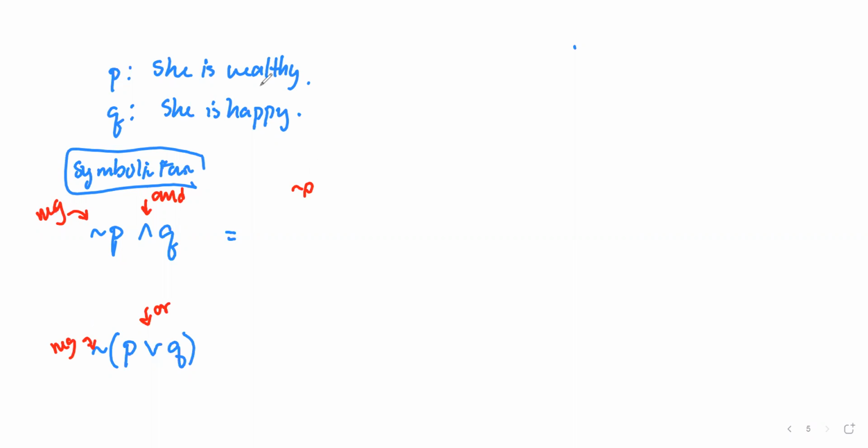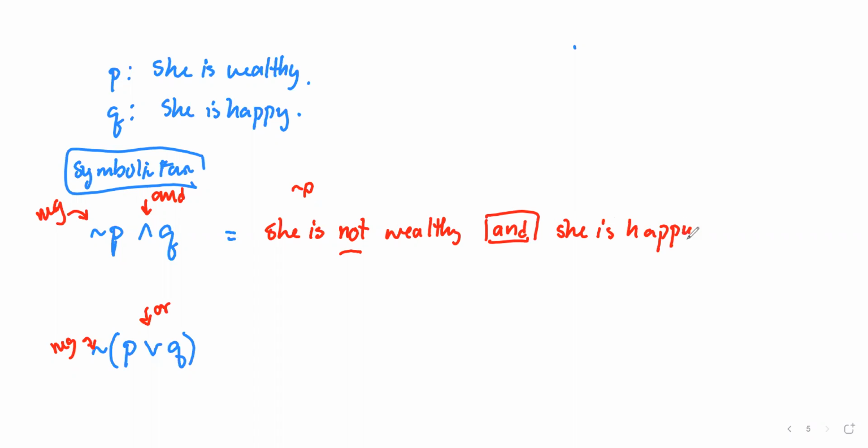The P is she is wealthy. So we're going to write it as she is not wealthy, because that's a negation. Then the connective and, followed by the statement Q, which is she is happy. Again, you do not have to worry about the meaning, otherwise you're going to get too confused. Just treat it as it looks, how it can be read.